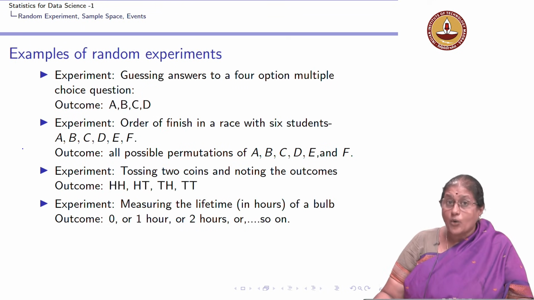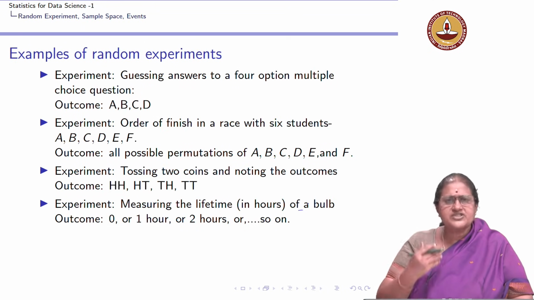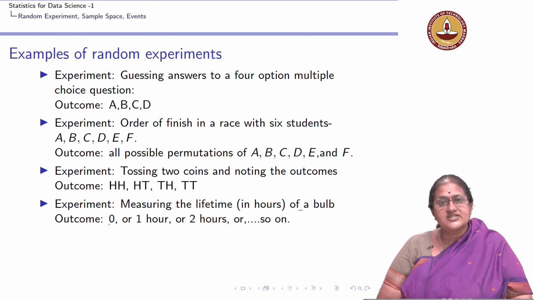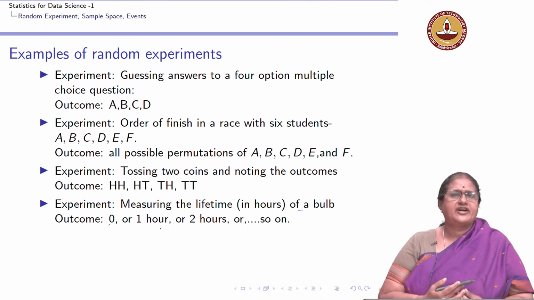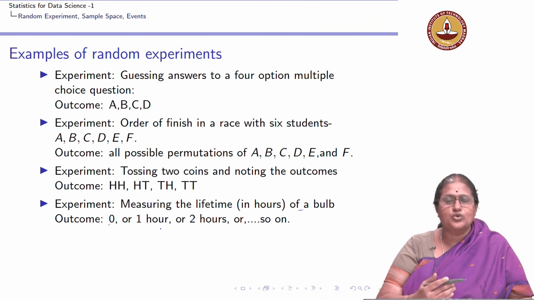I do not know how long a bulb is going to last. It could last for 30 minutes, 45 minutes, in which case I am going to record it as 0 hours. It depends on how I decide: if anything less than 1 hour, I will record as 0 hours, and between 1 hour and 2 hours, I will record as 1 hour.